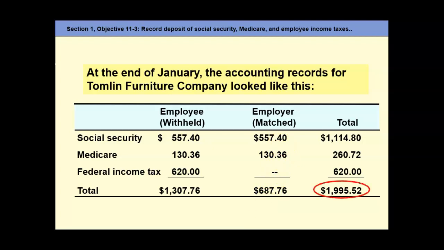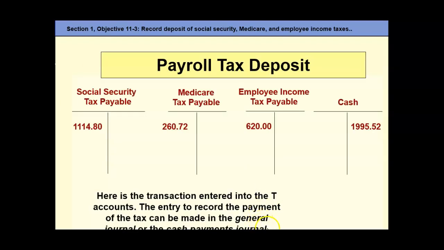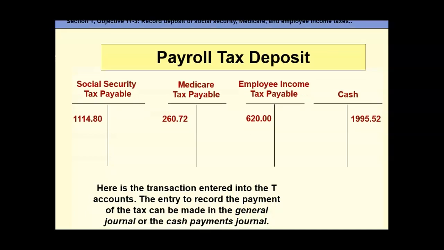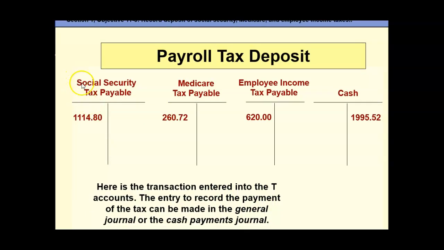So when we pay the actual taxes, the total amount owed is $1,995.52. So we are going to debit the liability accounts for the taxes being paid. We'll debit Social Security tax payable for both the amount withheld from the employee's earnings and the matching by the employer. We'll debit Medicare tax payable for both the employee share and the employer share.